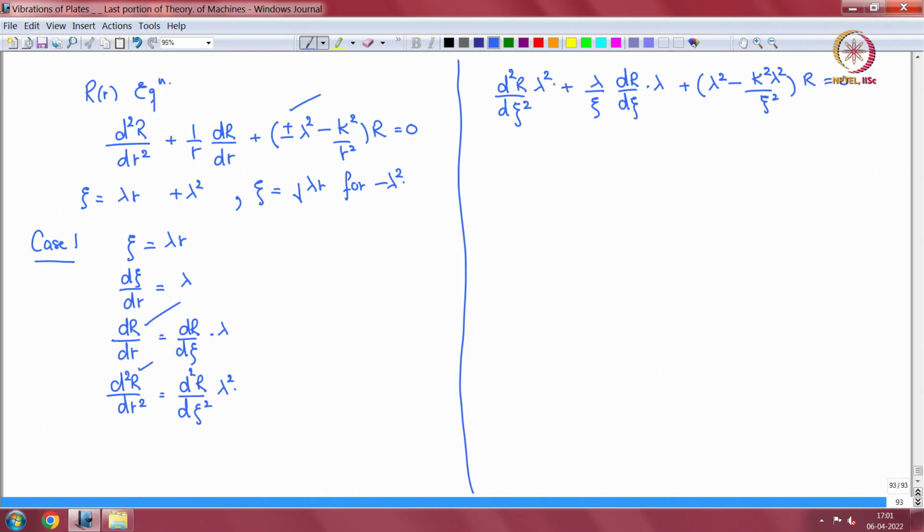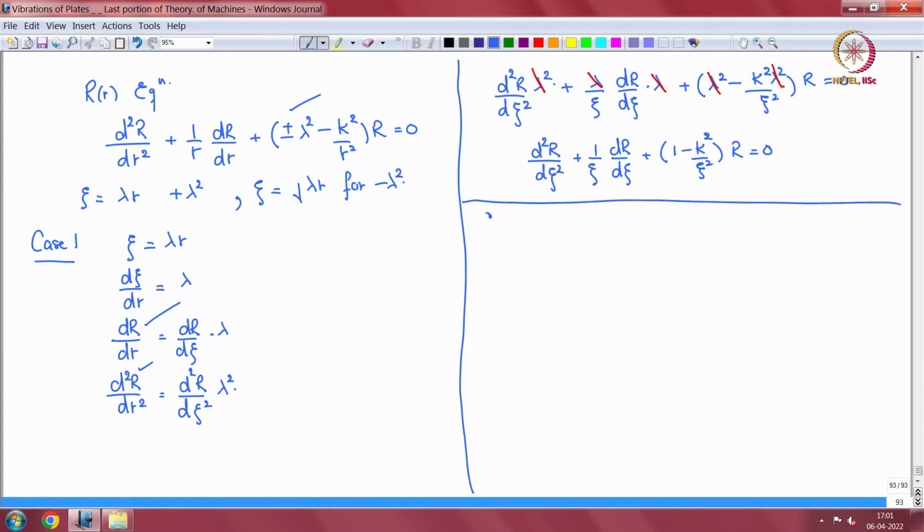So you can see that λ² features everywhere. So λ² goes from here and from here, so that I get d²R/dξ² plus 1/ξ dR/dξ plus (1 − k²/ξ²) into R equal to 0. That is case 1.